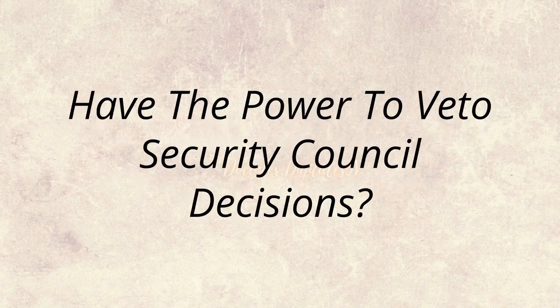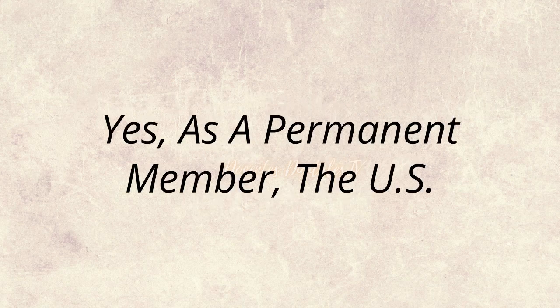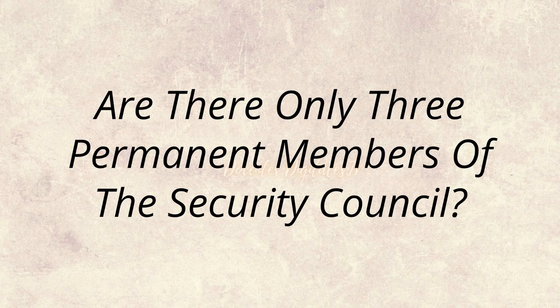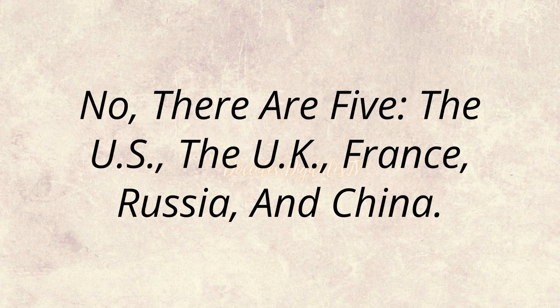Does the U.S. have the power to veto Security Council decisions? Yes, as a permanent member, the U.S. has veto power. Are there only 3 permanent members of the Security Council? No, there are 5: the U.S., the U.K., France, Russia, and China.